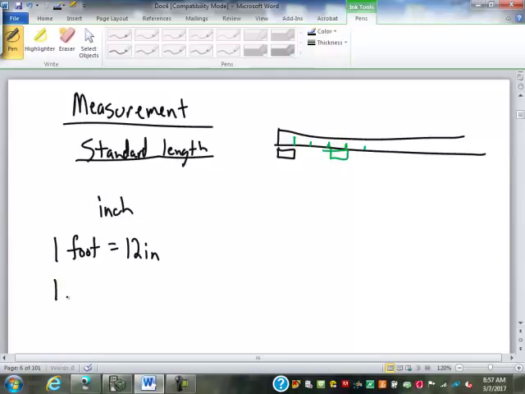Longer than a foot, what unit do we have that we use? A yard. How many feet are in a yard? 3 feet. A lot of people think of the yard as being the length of a man's stride, and that is approximately a yard, but that's not where it came from.